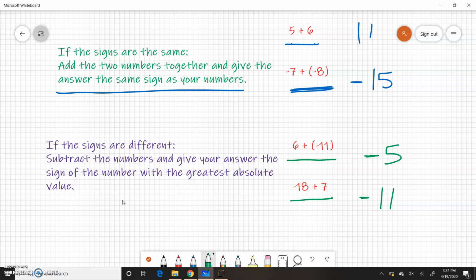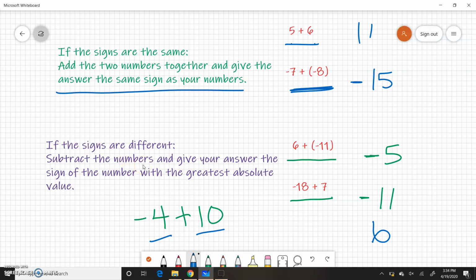Now, same concept if I have negative 4 plus 10. My symbols are different. So I'm going to subtract 10 minus 4, and that gives me 6. Now I look, which one is further from 0? Negative 4 or 10? Oh, 10 is further from 0, or the absolute value of 10 is further from 0. So it's going to stay a positive number.